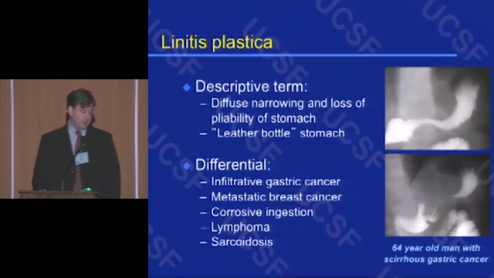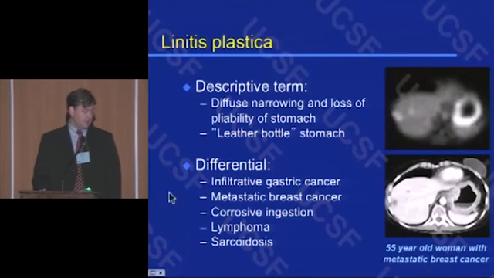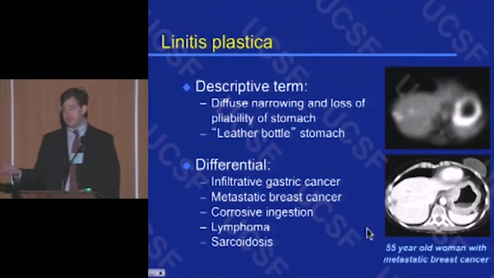upper GI. This is a patient with gastric cancer. You can see it also with metastatic breast cancer, as is seen in this case. This patient's got PET CT with diffuse FDG avid wall thickening, and on top of that, you can see the FDG avid liver metastasis. Other things to consider: corrosive ingestion, lymphoma, and sarcoidosis.